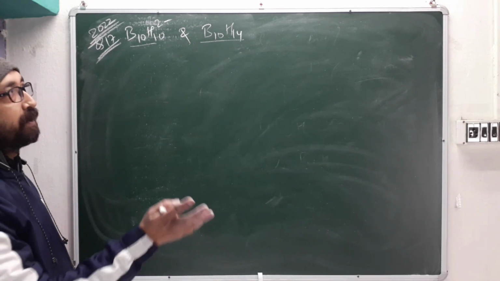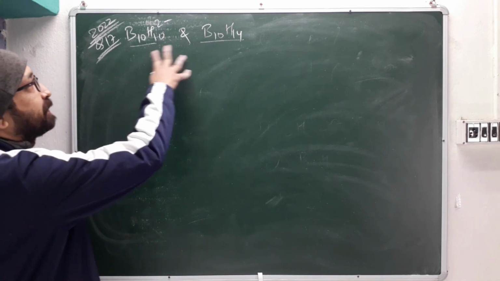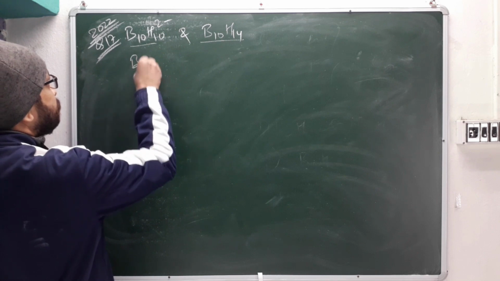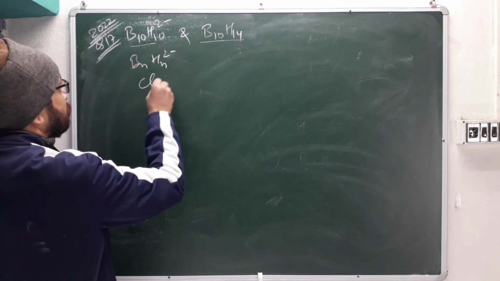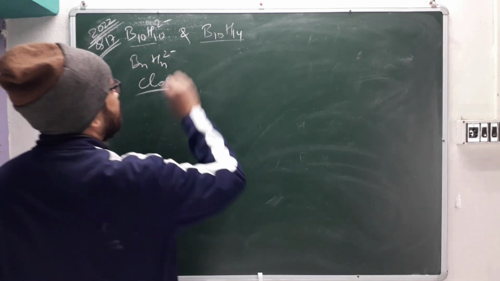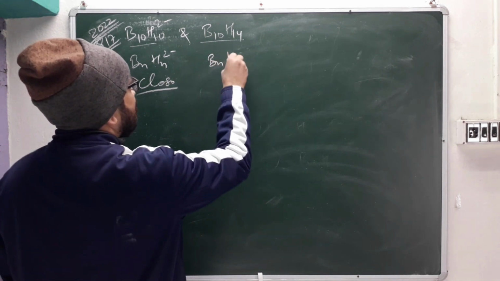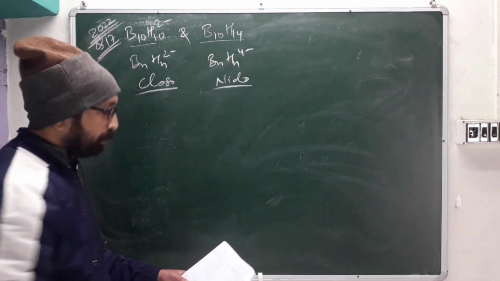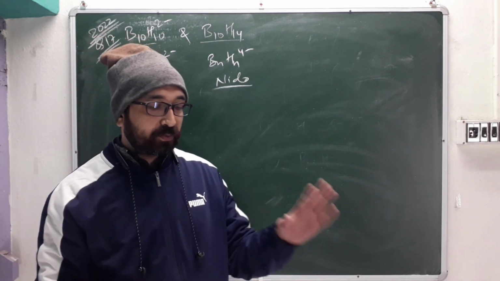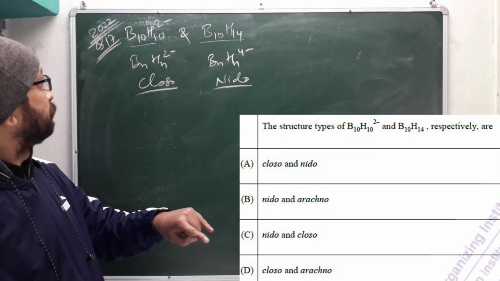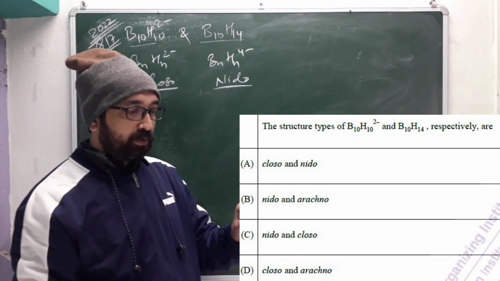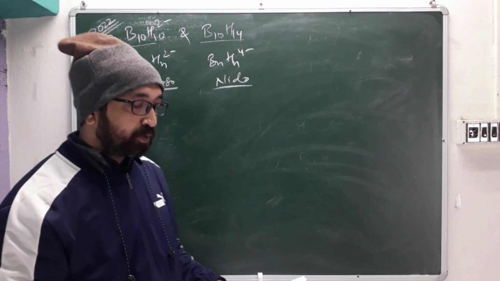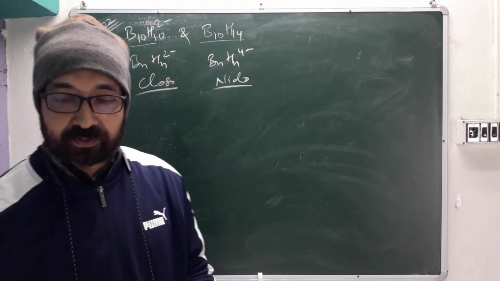I think now you no need to solve it by calculating; by seeing itself you can say it, right? This is BnHn 2 minus, closo. Here it will be BnHn+4 minus. What is this? Nido. See the option, which one is correct respectively. So closo and nido is option number A. So option number A is your correct answer. So this is 2022. That's all.